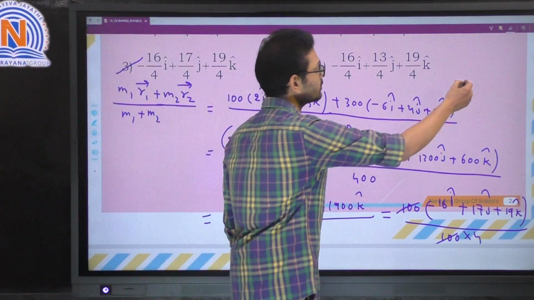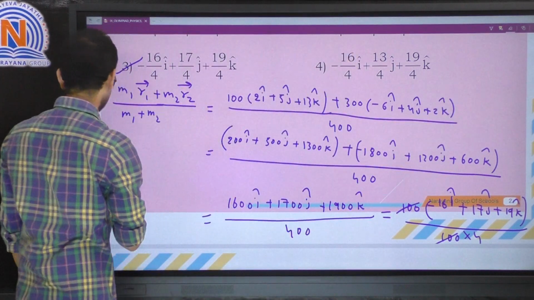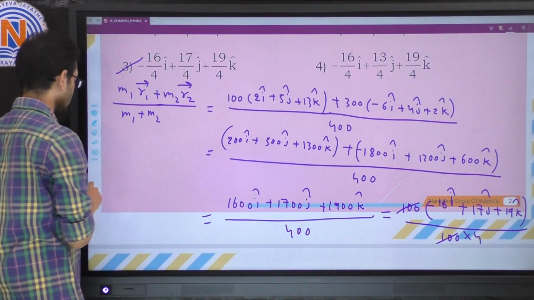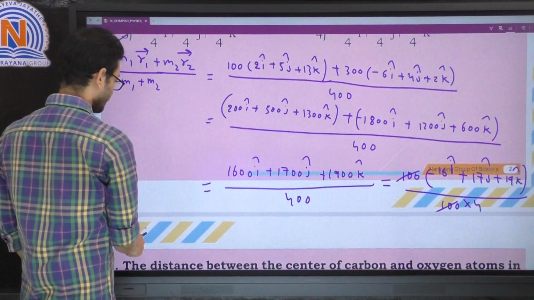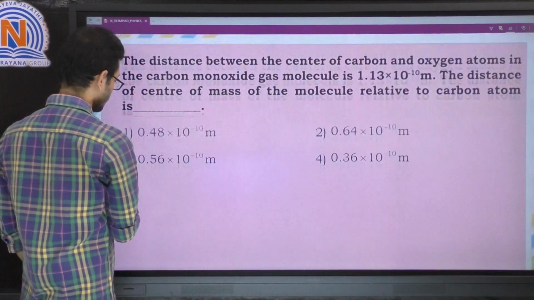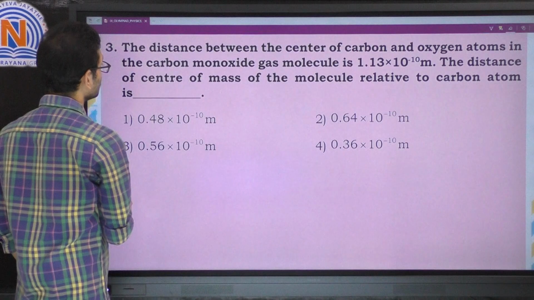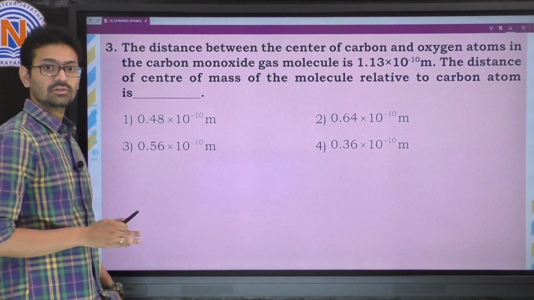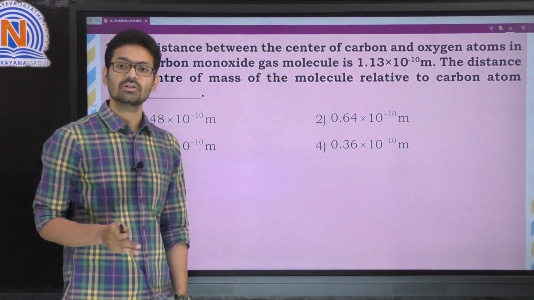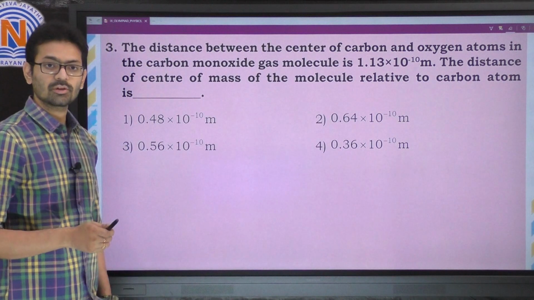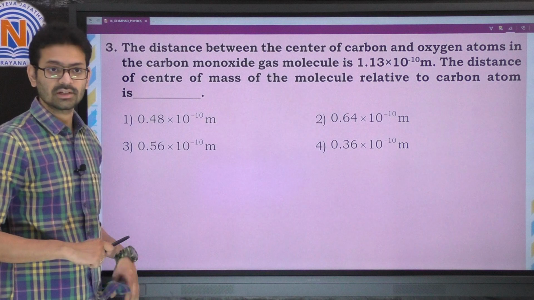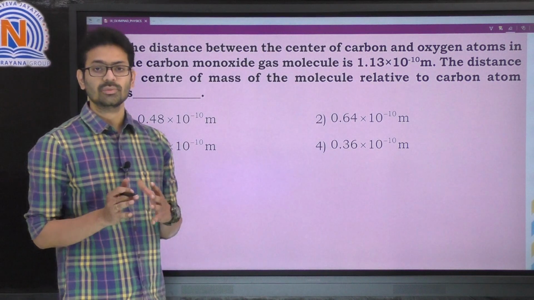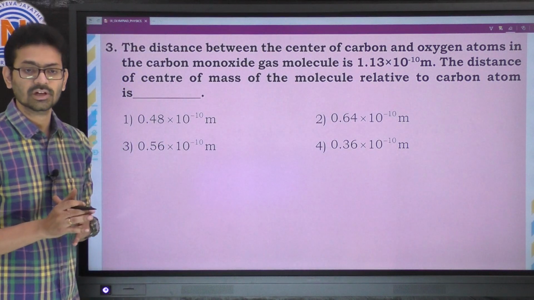Next question, let us go with the next question. This question is: the distance between the centers of carbon and oxygen atoms in the carbon monoxide gas molecule is 1.13 into 10 power minus 10. The distance of the center of mass of the molecule from the carbon atom is?